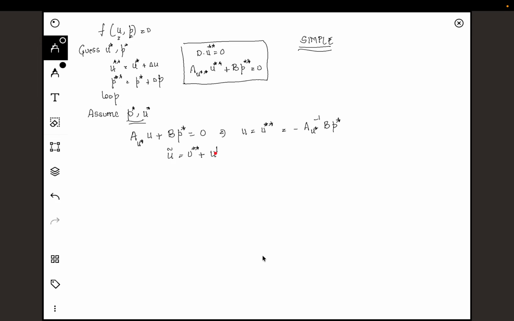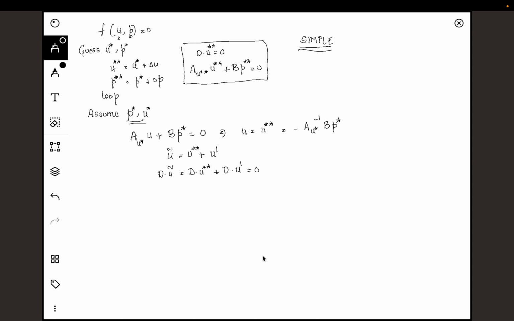And I'm doing this correction in such a way that d times u tilde, which is d times u star plus d times u prime, is 0. So I'm saying that the velocity that I got here did not satisfy the continuity equation. So I have to change this velocity by updating it with some correction, and that correction is u prime.